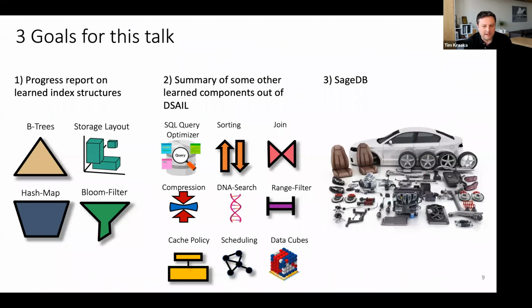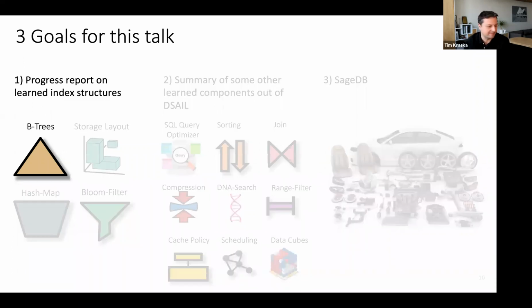So for this talk, I have 3 goals. On one hand, I would love to provide a quick progress report on learned index structures. That's a paper we wrote 2.5 years back, about how to leverage machine learning, particularly for indexing, hash maps, and Bloom filters to get better performance or smaller size. Then I would love to give you a very brief summary of some of the other components we worked on. And then in the end, show you early results of our SageDB system. Depending on time and the number of questions, I might have to skip over many of them, but at least I can still give you an indication where hopefully the state of the art currently is with ML enhanced algorithms, data structures, and components. Does it sound good?